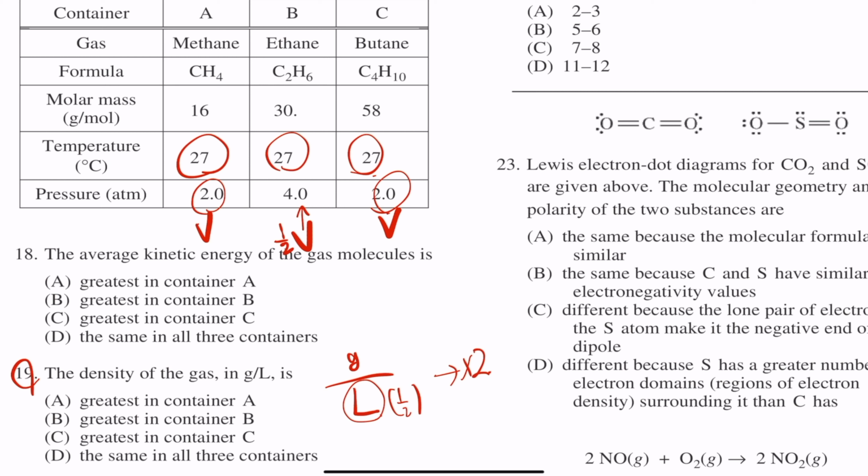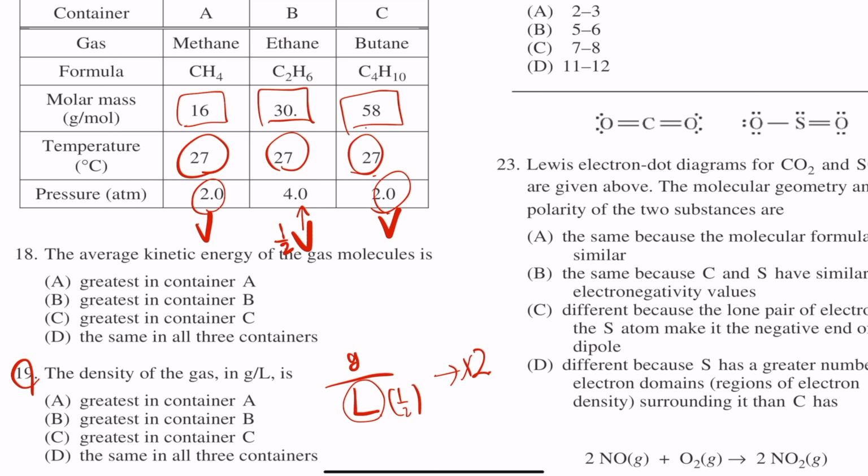Now let's take a look at the grams part. Once again, we don't really know how many moles of each of these gases we have, but I'm just going to assume that we have 1 mole of each, which means I can easily assume that it's going to be 16 grams for the methane, 30 grams for the ethane, and 58 grams for the butane.